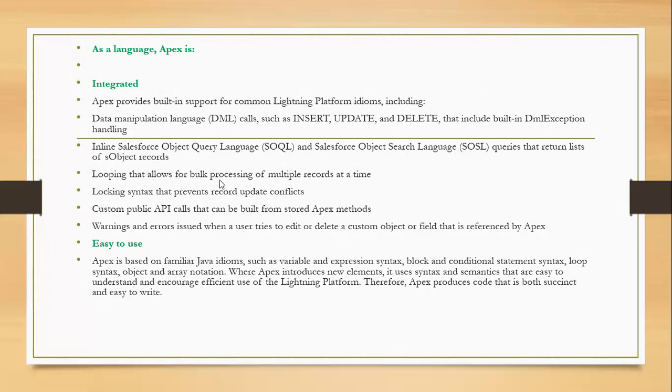Looping that allows for bulk processing of multiple records at a time. Locking syntax that prevents record update conflicts. Custom public API calls that can be built from stored Apex methods. Warnings and errors issued when you use prior edits and delete on custom object fields that are referenced by Apex.